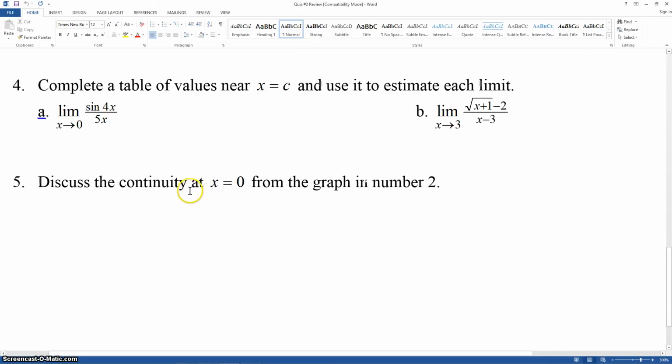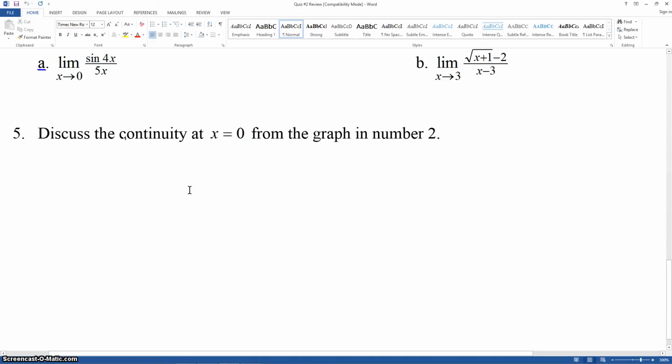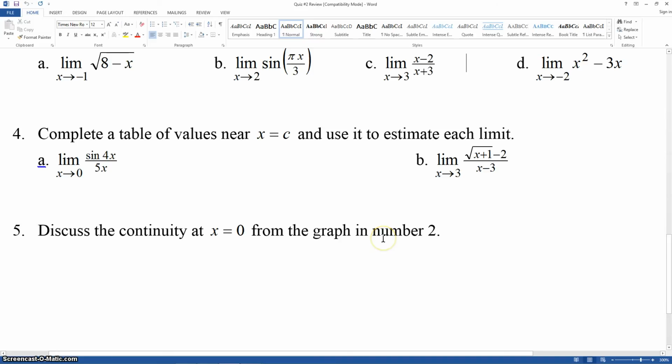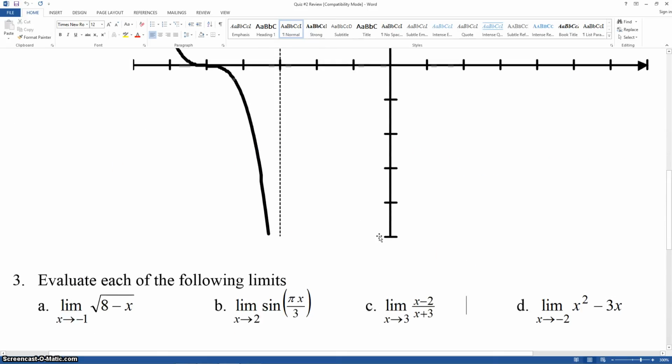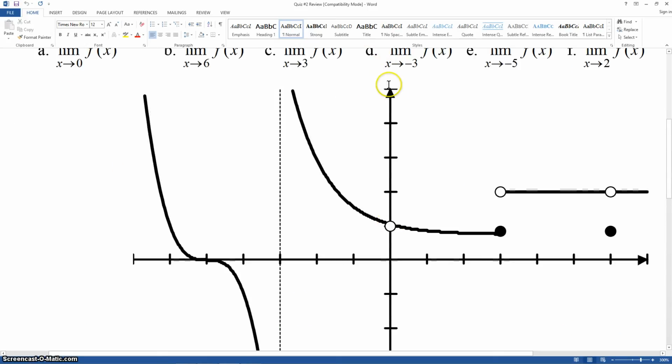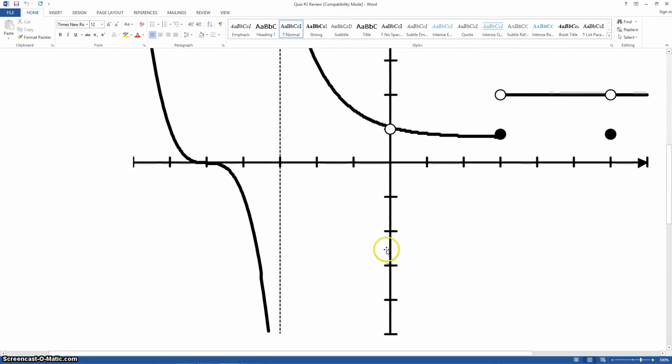And finally, let's look at number 5, discuss the continuity at x equals 0 from the graph in number 2. Remember that in order for something to be continuous, the function has to exist, the limit has to exist, and both the function and the limit have to be equal to one another. So if we look at x equals 0, here's x equals 0 right here. Anywhere in there did I go through a shaded circle?